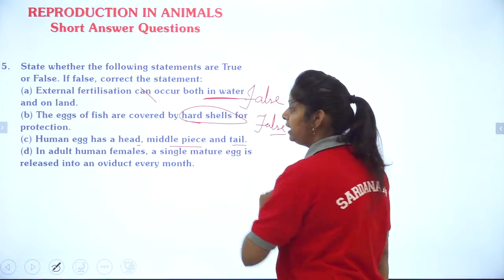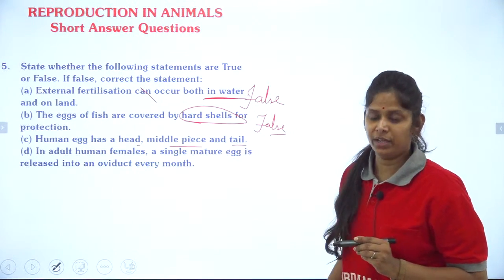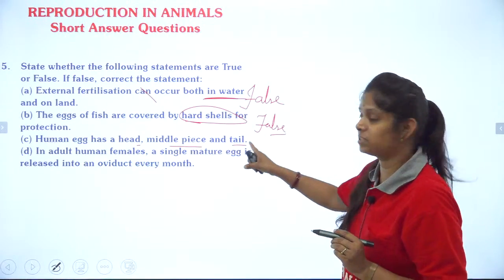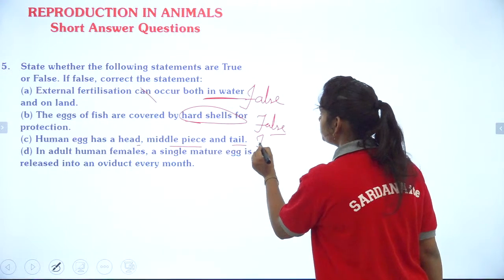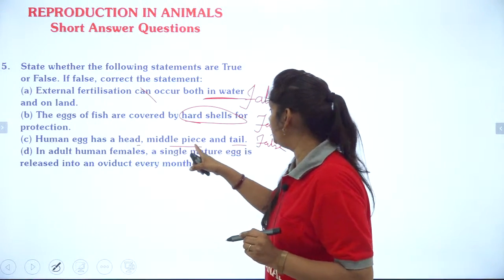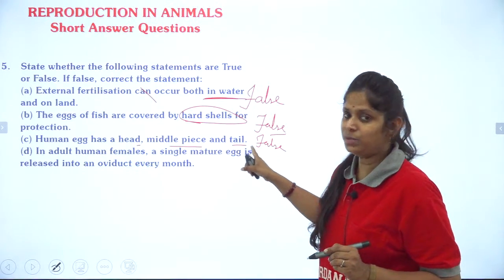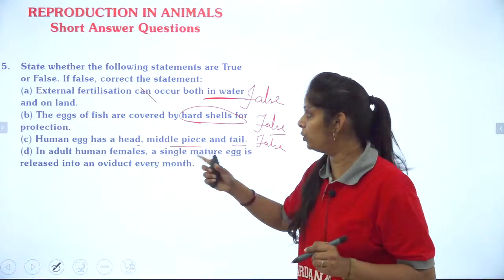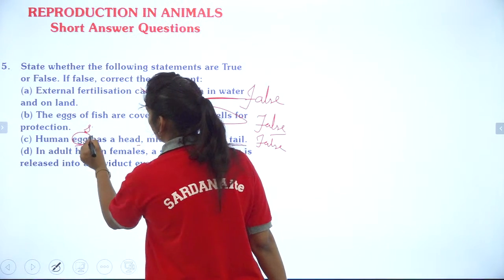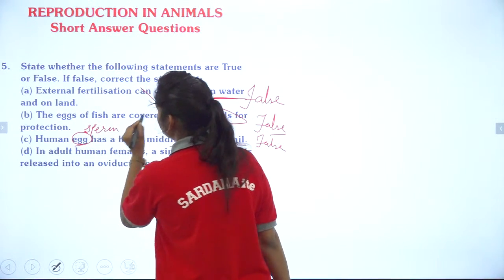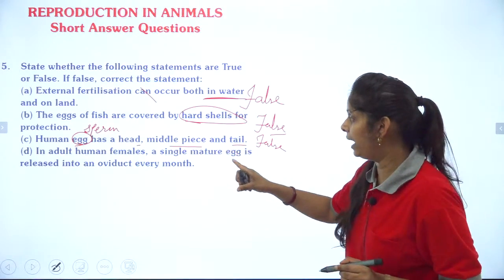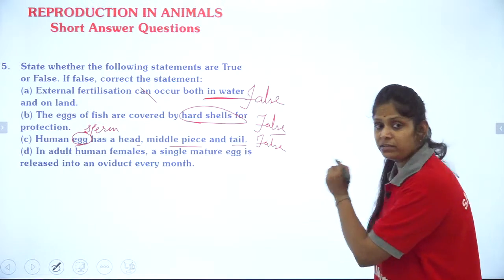middle piece and tail. What do you think about it? If you know the structure of egg and sperm, you can easily recognize this statement. This is also false. Why? Because head, middle piece and tail are parts present in sperm, not in the human egg. So in place of egg, you have to write sperm. Human sperm has a head, middle piece and tail.